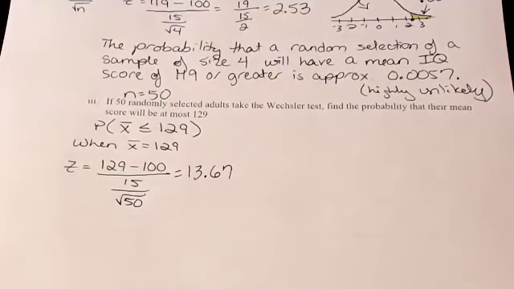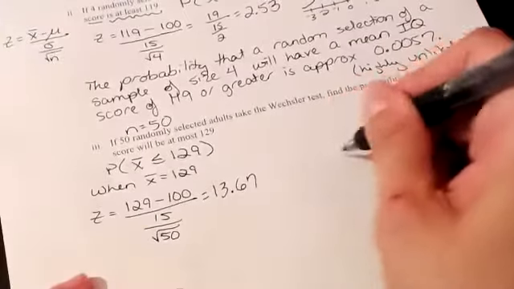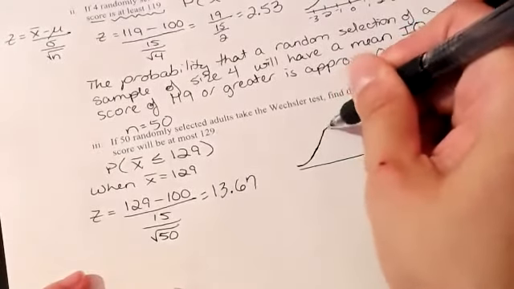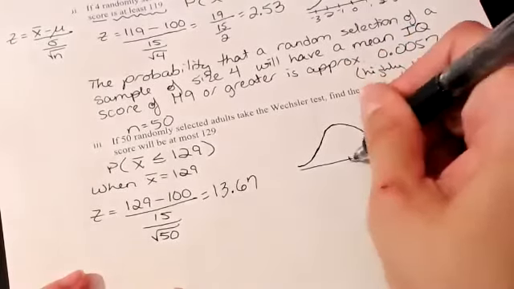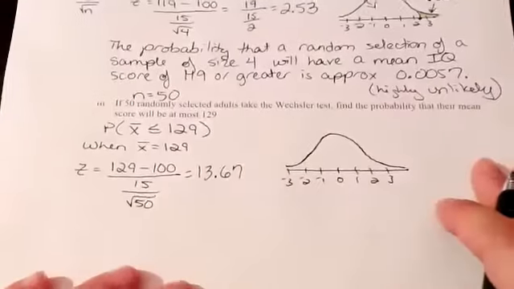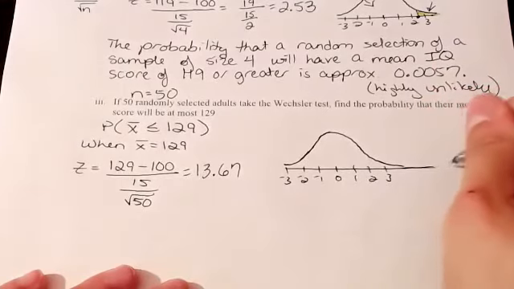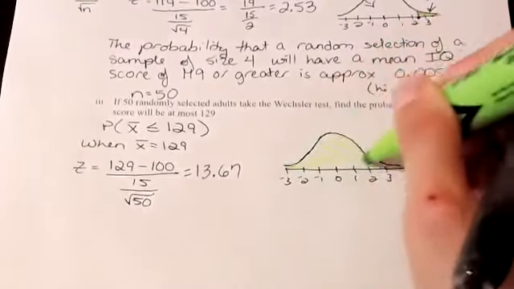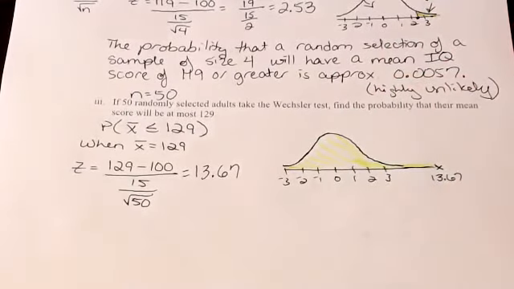Okay? Think about that for a moment. I'm just going to turn the page so it's easier to draw. If I want to draw my normal curve, first off, let's label this. A z-score of 13.67 is like all the way down here, right? And we want to find the probability that our mean will be smaller than that. So look at what's shaded. Basically the entire curve.